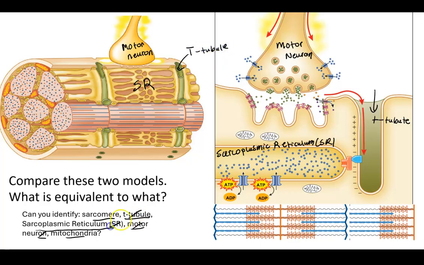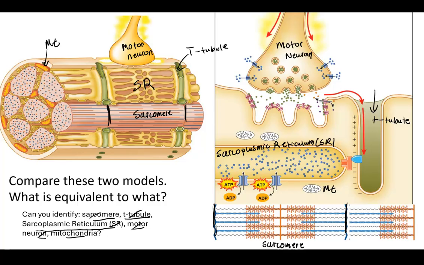Okay, T-tubule, SR. Let's do sarcomere next. So sarcomere is going to be right here. And then similarly here, this is one sarcomere. I think, oh, mitochondria, last one. So mitochondria, they're just drawn here, mitochondria. And then over here, these are the mitochondria. So MT is the abbreviation for mitochondria.